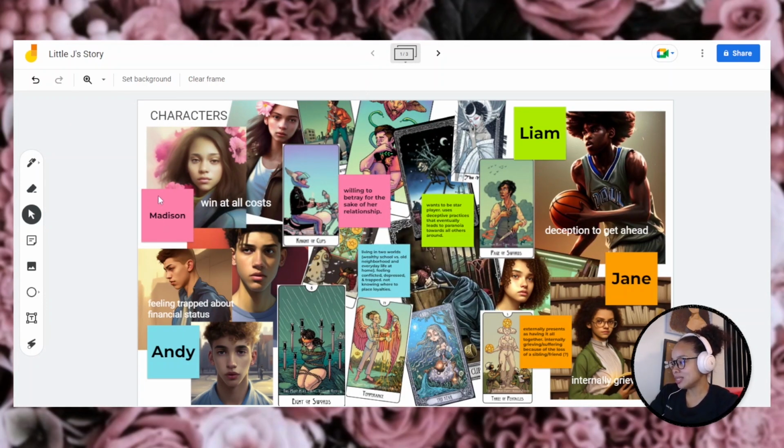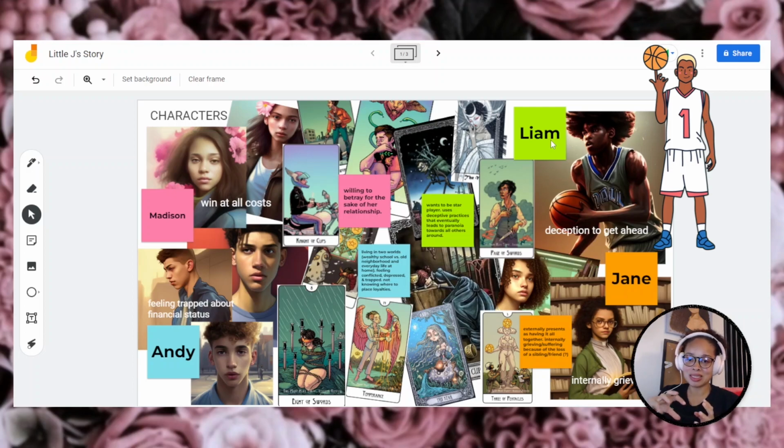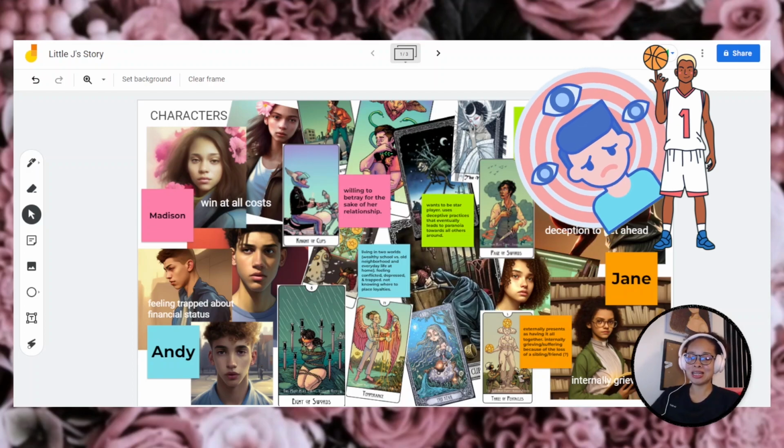We have Madison, who for her main card was the Knight of Cups. She's a hopeless romantic who's willing to betray for the sake of her relationship. She's a win at all costs type of person. Then we have Liam, our basketball star. He's not the main star of the basketball team, but he wants to be, and he's willing to do deceptive deeds to achieve that. But his bad deeds are causing him paranoia, like a thief who always thinks someone is stealing from him. He's always thinking someone's doing him dirty because he's always doing other people dirty.